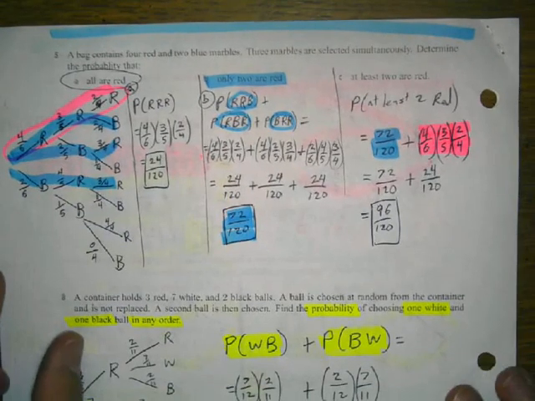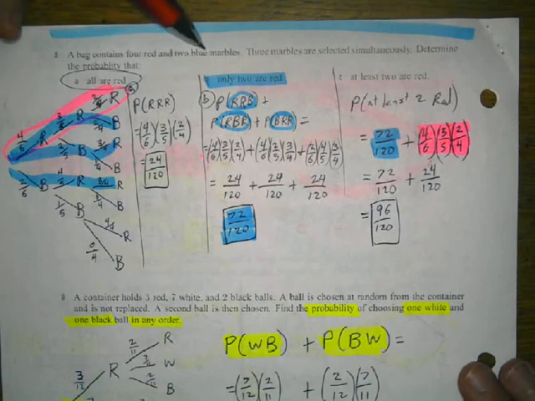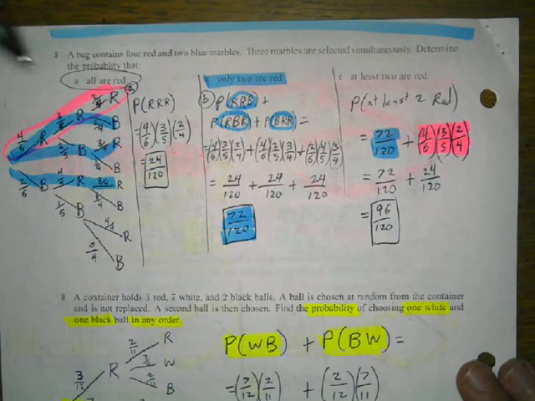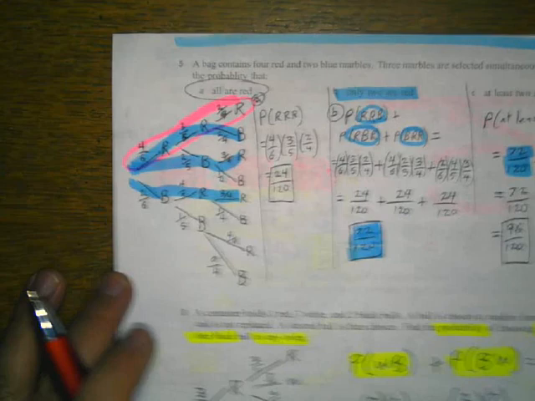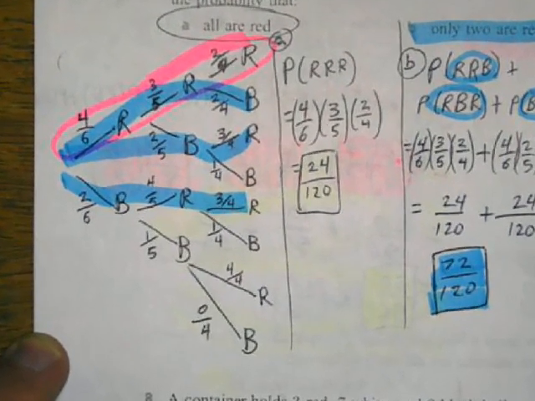Okay, last page. You've got a bag containing 4 red and 2 blue marbles. 3 marbles are taken out in a row. Determine the probability that all 3 are red. So the tree we set up here is a little bit bigger. I'm going to zoom in just for a second. You can hit pause if you want to help you copy this down.